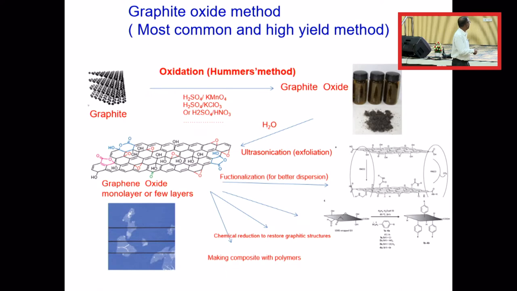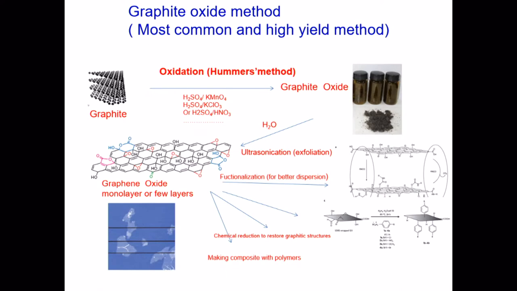And then this is a common laboratory method called Hummers' process. You first oxidize and then reduce it with potassium permanganate or perchlorate or nitric acid, so that initially you will have reduced graphene, graphite oxide. Then with further purification, you will end up with graphene sheets.